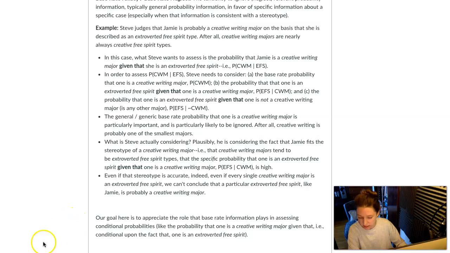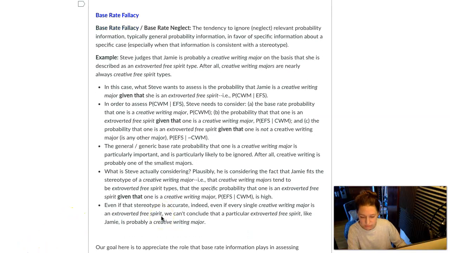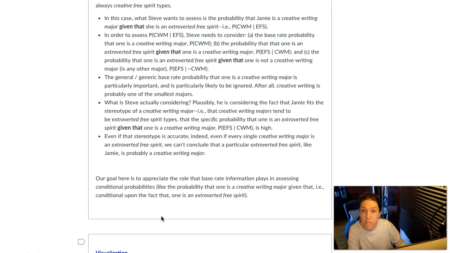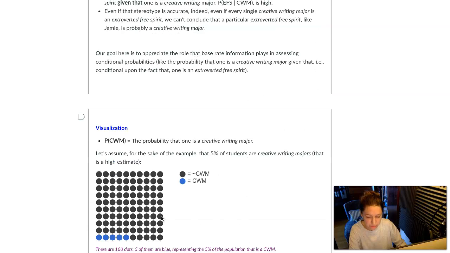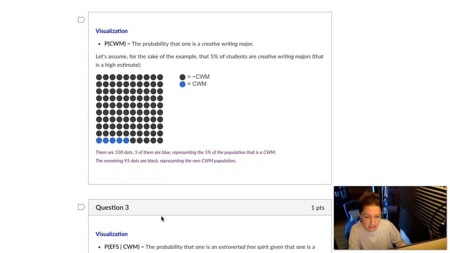Okay, next. Here we've got the Jamie case again, but with different numbers. Same idea illustrated with different numbers, a different back of the envelope calculation here. So let P(CWM) stand for the probability that one is a creative writing major. Let's start by getting our base rate down. Let's assume, for the sake of example, these numbers are just made up, that 5% of students are creative writing majors, and that's a high estimate.